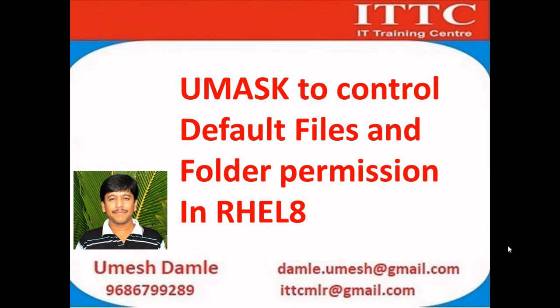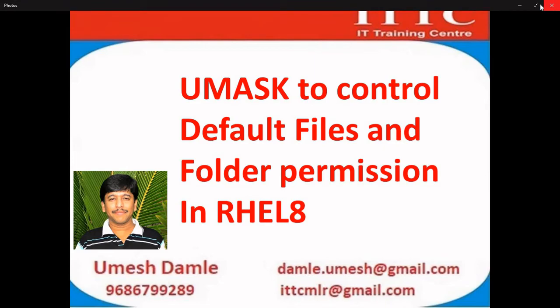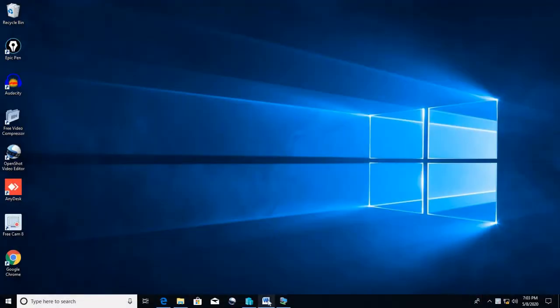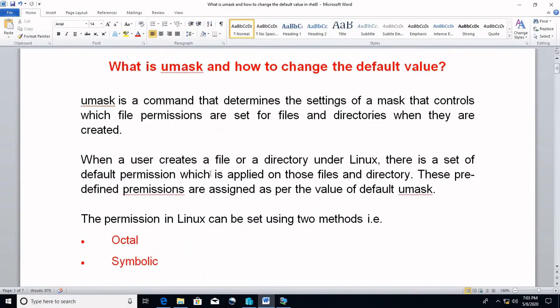In this video, I'll be demonstrating how to use umask to set default file and folder permissions in Red Hat Linux. The user file creation mode umask is used to determine the file permission for newly created files. It can be used to control the default file permission for new files. It's a 4-digit octal number. So now we'll try to understand what umask is.